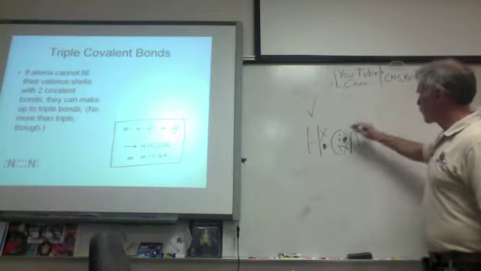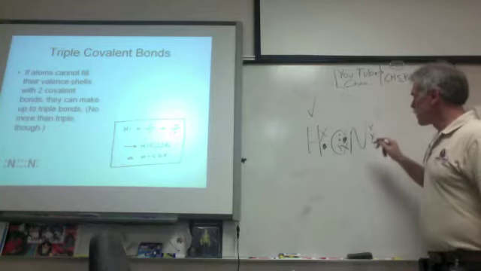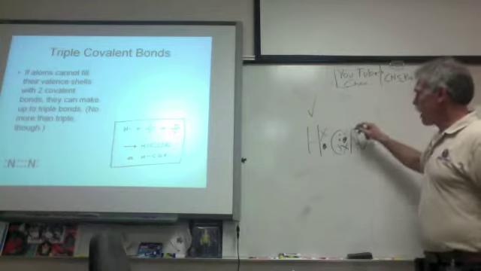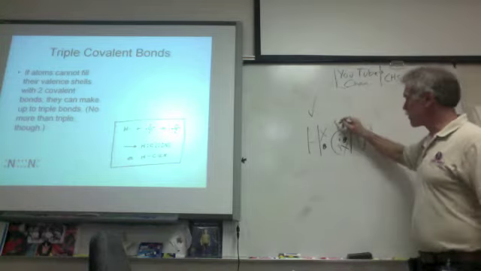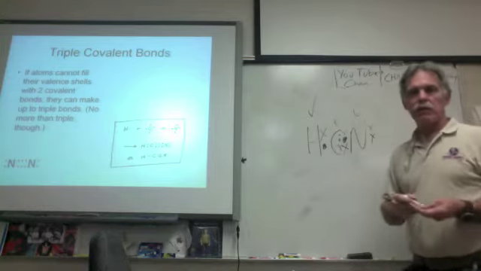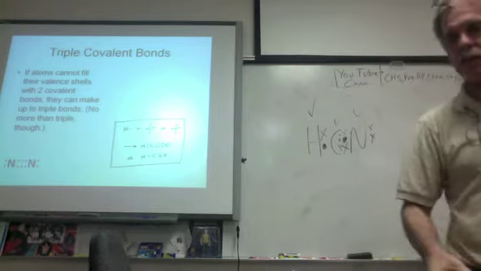I'll move this one out here because the electrons will be pushing it away. So we've got 8 around nitrogen, 8 around carbon, 2 around hydrogen. Everything checks out, and we're done. So that's another one that's pretty common that you'll see triple bonds.